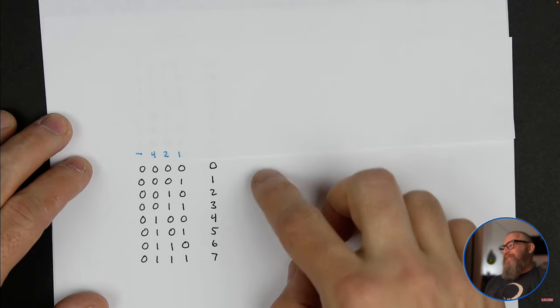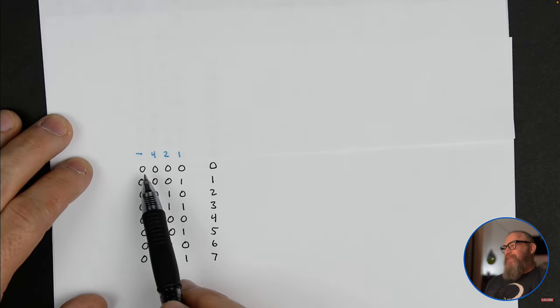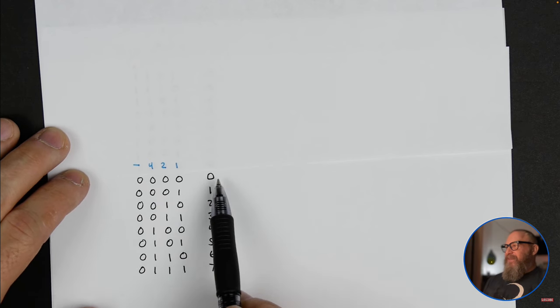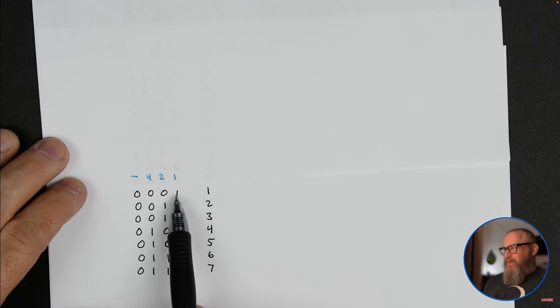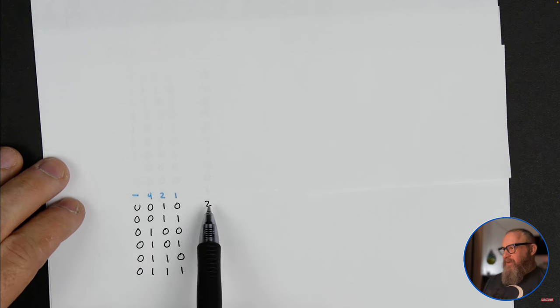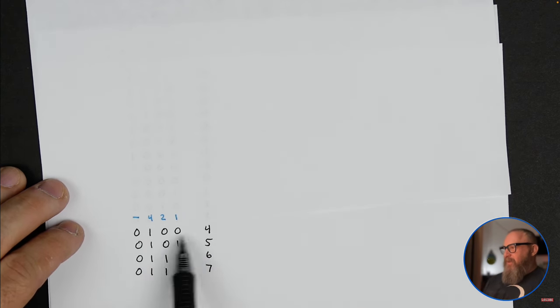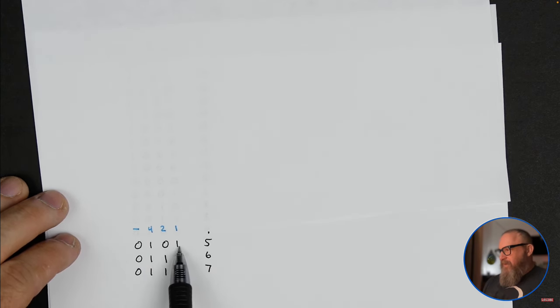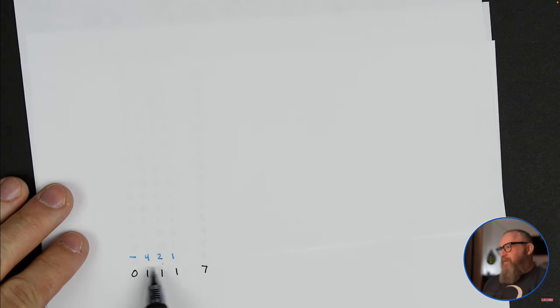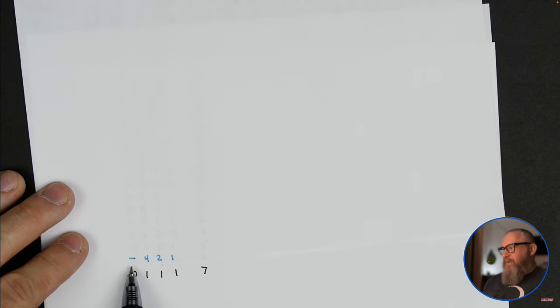So to keep going with this example, we can look at just regular counting in binary here. Of course, if we have all zeros, that's equal to 0. And then if we have a 1 in the 1's place, that's equal to 1. We have a 1 in the 2's place, that's equal to 2. A 2 and a 1, that's equal to 3. And then, of course, a 4 is 4. A 4 and a 1 is 5. A 4 and a 2 is 6. A 4, a 2 plus a 1 is 7. So that's simple enough.